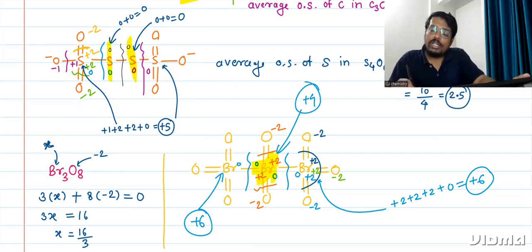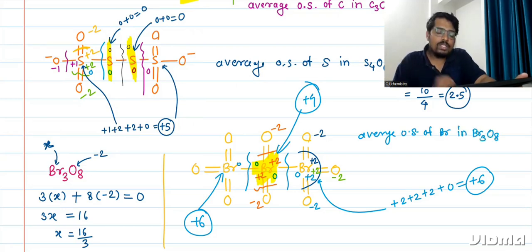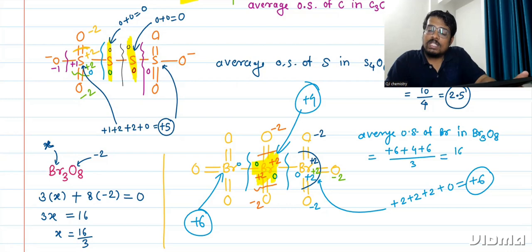So what is the oxidation state? The average oxidation state of bromine in Br3O8 is equal to plus 6 plus 4 plus 6 divided by how many bromine atoms? A total of 3 bromine atoms are there. So this is equal to 16 by 3.